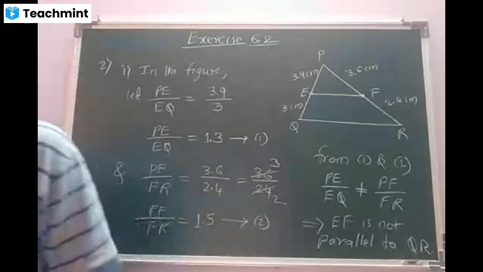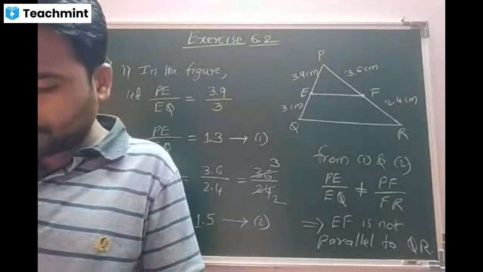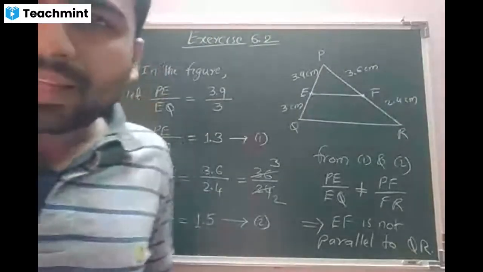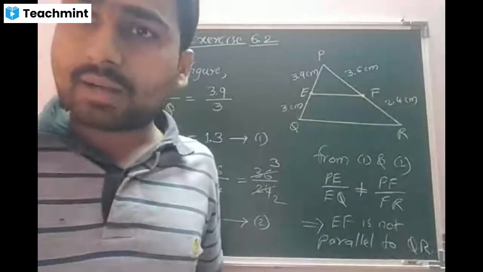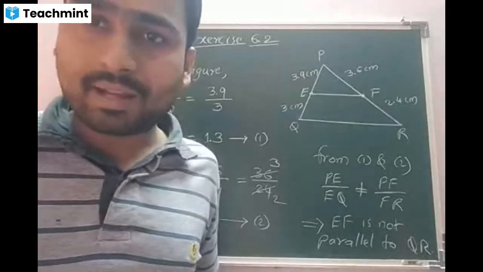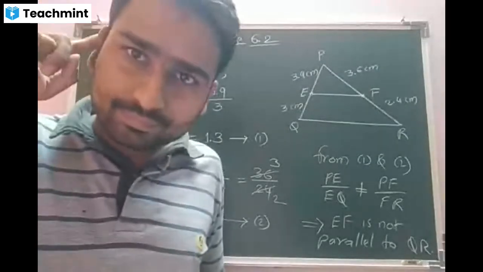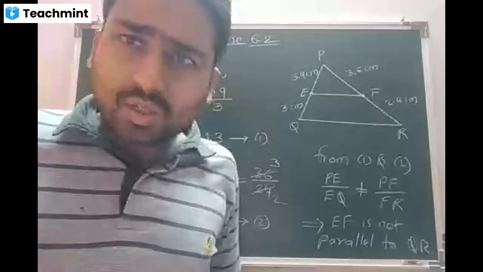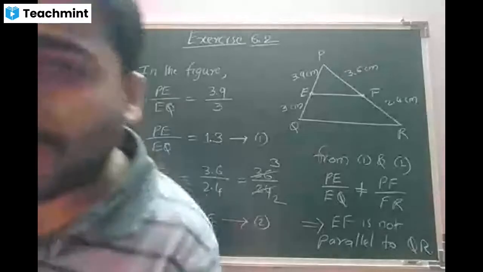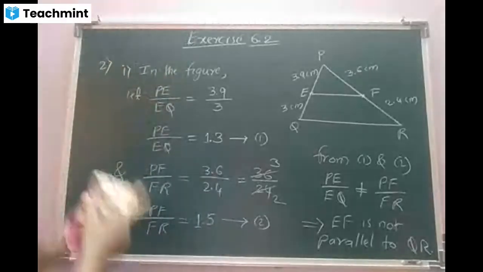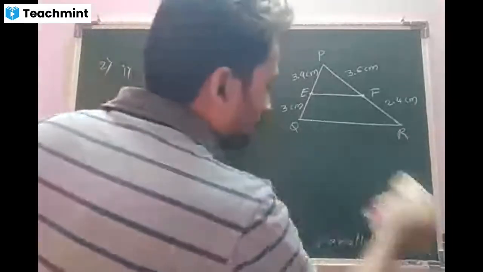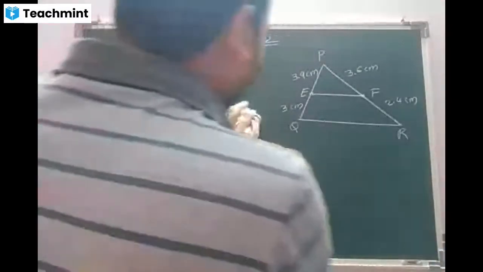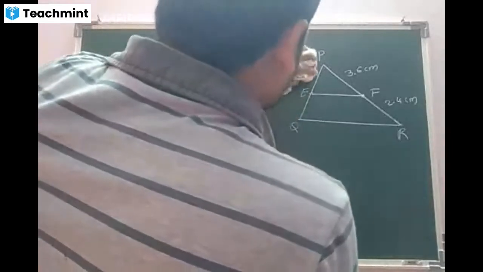Any doubts beta in this one? No, sir. So remember, we are applying the converse of BPT in this case. If part by part is equal to part by part, then it is parallel, otherwise not. Okay. Now, third one in the second main. Diagram is same beta. Am I right? Only the thing, we need to change the values according to the situation. Let us do it.